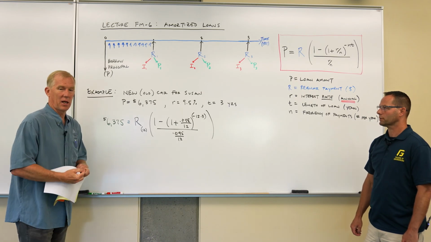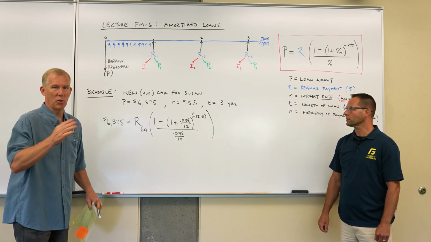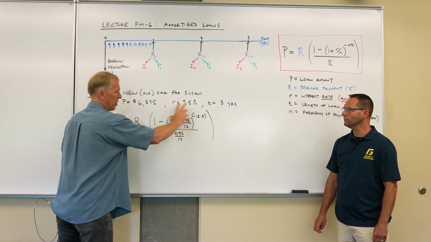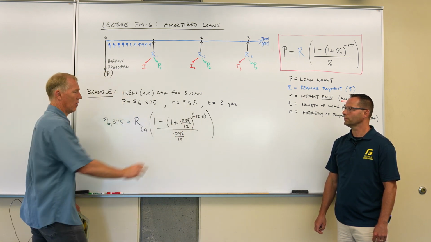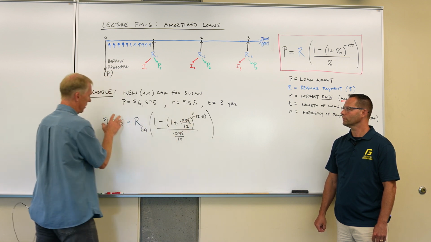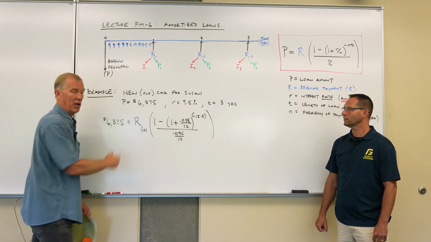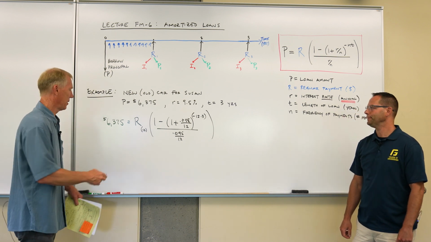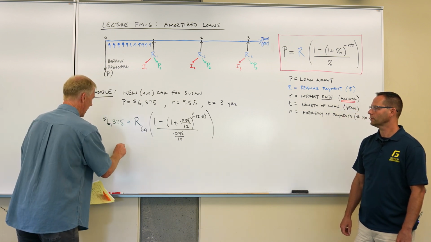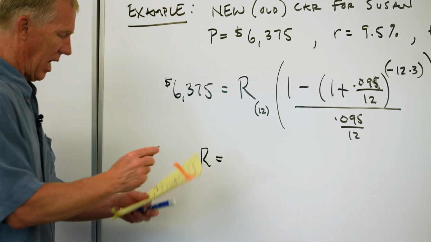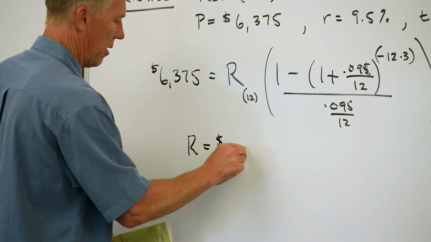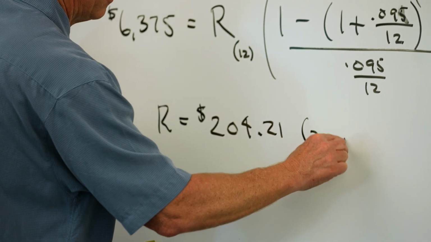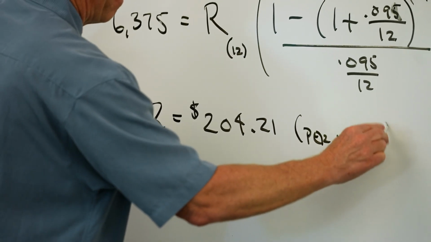Now, we've spent a little time in class already crunching these numbers, so we're not going to waste video time on that, but you should know how to get all this boiled down to one number. Once you get this boiled down to one number, you divide this number by that, and you solve for your R. If you need help on those things, come see Pete or myself in the office, and we'll work this out. But when I did these numbers, Pete, I came out with a payment of $204.21. And by the way, that is per month, right?